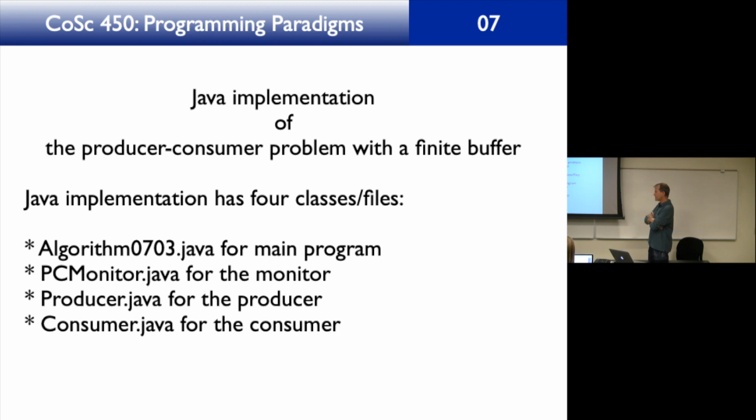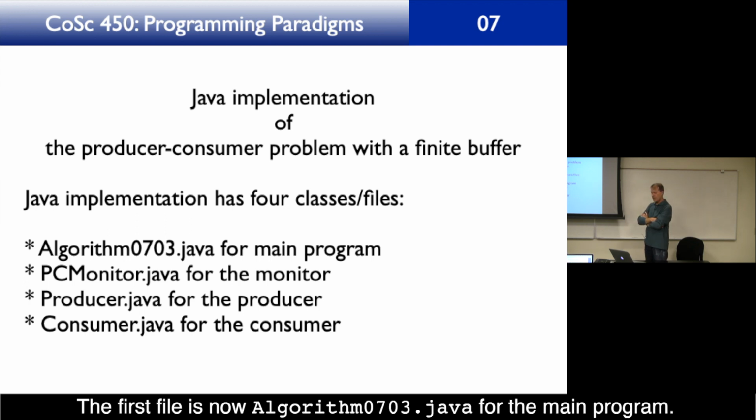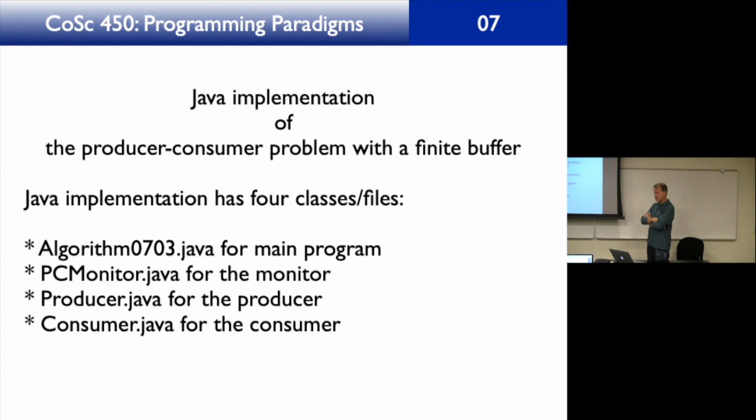So here is a list of the 4 files, each file with a class. The first file is BA listing 0703.java for the main program. And then there is PCMonitor.java for the monitor itself. And then there is Producer.java for the producer and Consumer.java for the consumer. Now, here's the design problem that we have to solve. What we want is for the monitor to be accessible to the producer and the consumer. Is everybody with me on this?